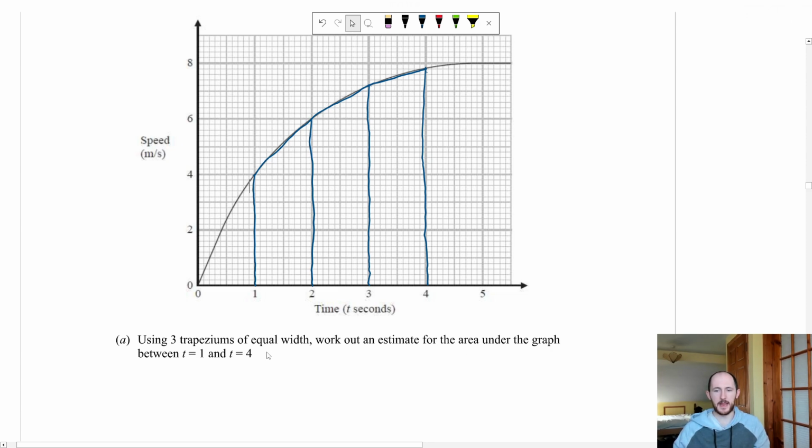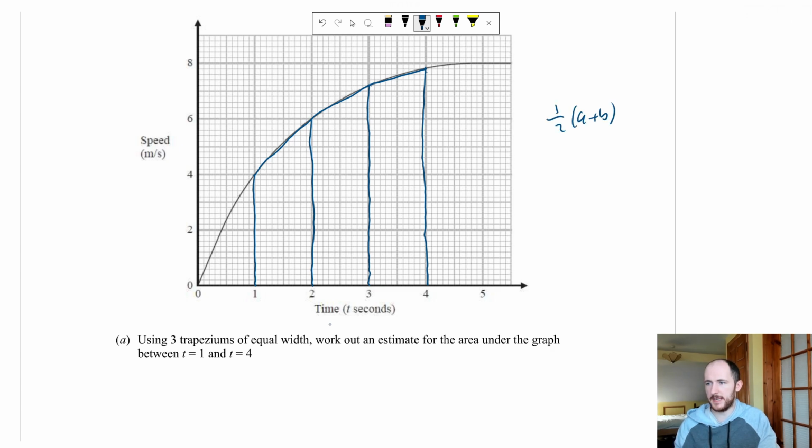Well, it says work out an estimate for the area under the graph. Cool. So, as you can tell, we're working out the area of each of these trapeziums. How fun. How do you work out the area of a trapezium? It is simply a half (A plus B) multiplied by H. H is just going to be the width of each of these things, which is 1 in this case, nice and easy. A and B are going to be these diagonal heights here. So if I just label them 1, 2, and 3 quickly.